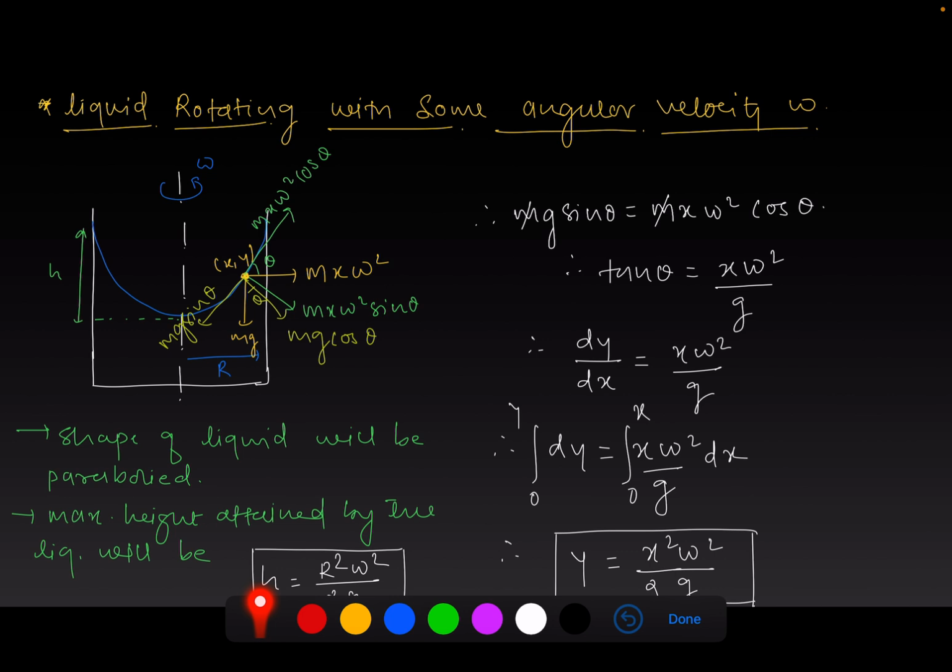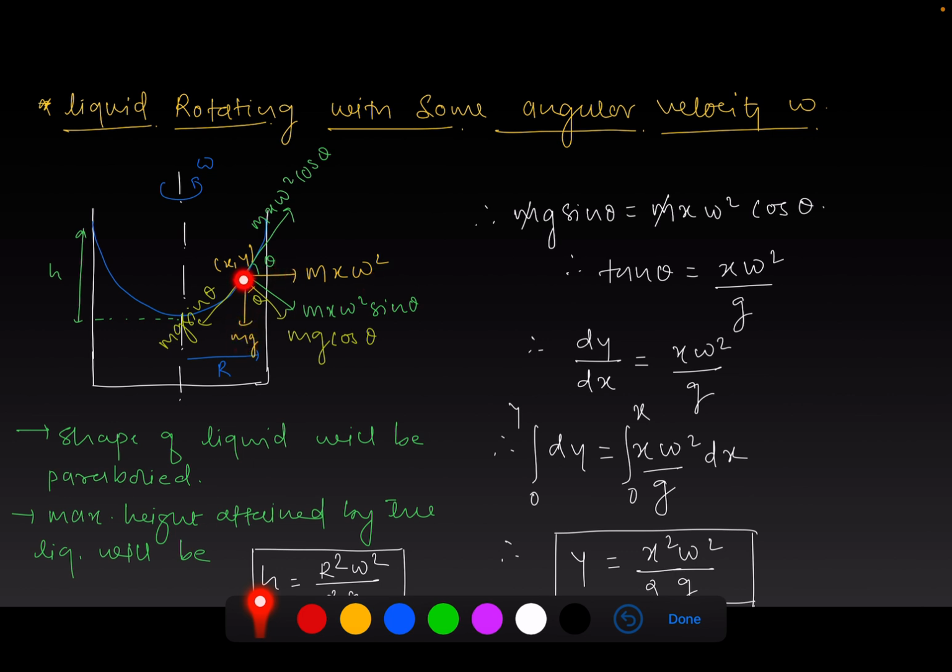Now, if I am considering one small mass here, on that small mass, a centrifugal force will be acting, that is m x omega square. Mass I have considered m, the mass of this small element, instead of dm. This small element is at a distance x comma y. This is my origin, this is the y-axis, this is the x-axis here. In this direction it is m x omega square. Downward there will be mg force.